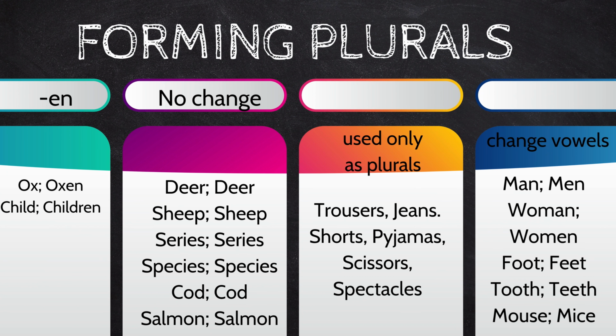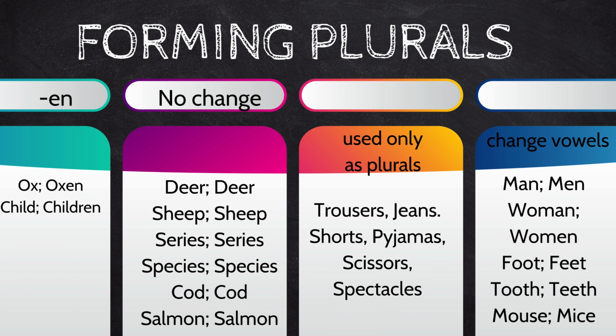EN, there are some words, we add EN at last to make plurals: ox, oxen; child, children. There are some words which have no change in plural: deer, deer; sheep, sheep; series, series; species, species; salmon, salmon. Now, there are some words which are only used in plurals. We don't use them in singular: trousers, jeans; shorts, pajamas; scissors; spectacles. These words are only used as plurals.